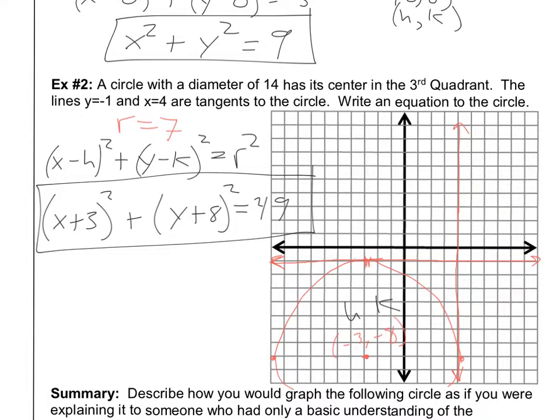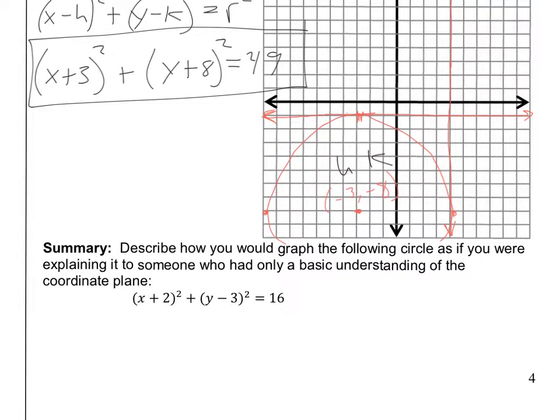All right. So, summary here. It says, describe how you would graph the following circle as if you were explaining to someone who had only a basic understanding of the coordinate plane. So all they know is x and y on the coordinate plane and how to plot some points. So give me a description of how you would graph that.